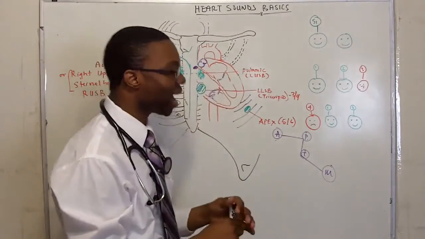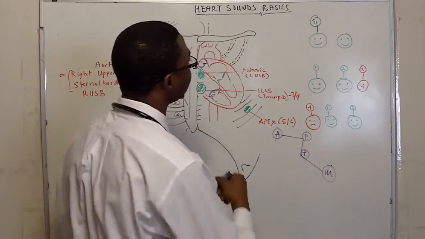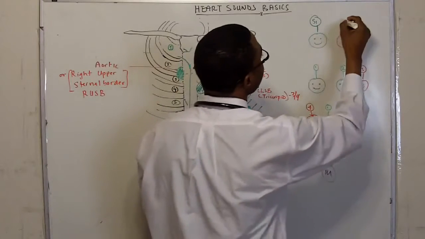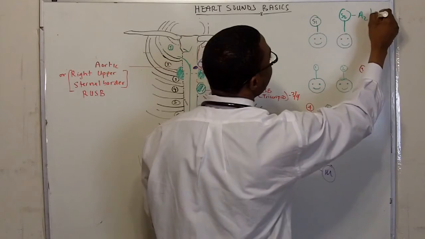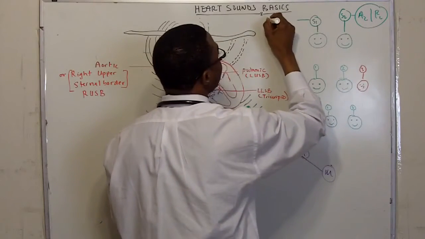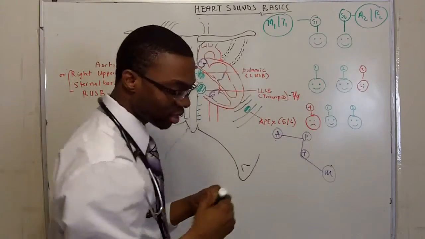When the pulmonic valve, let's use our green highlighter here. S2 is what? When your aortic valve and your pulmonic valve close. S1 is when our what? Mitral and tricuspid valves close.